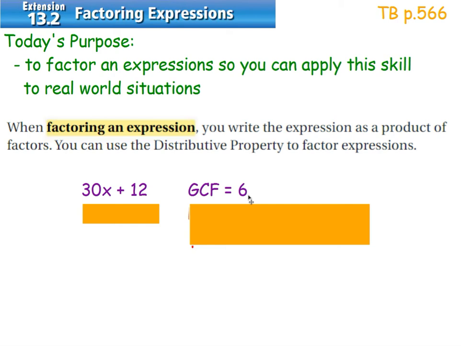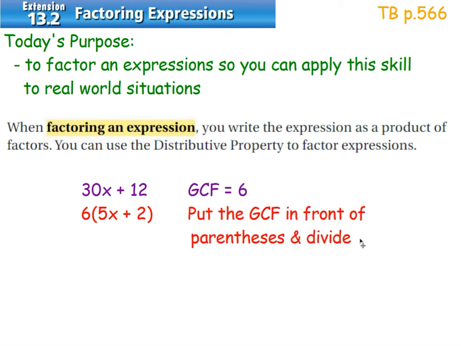The next step is to take that 6, and we're actually going to put it in front of a set of parentheses and then divide to find out what's left. So 30x divided by 6 leaves me with 5x. 12 divided by 6 is 2. So my factored expression is 6 parentheses 5x plus 2.